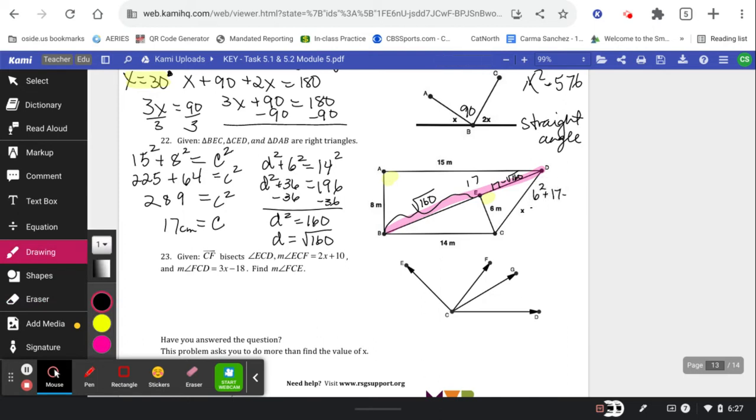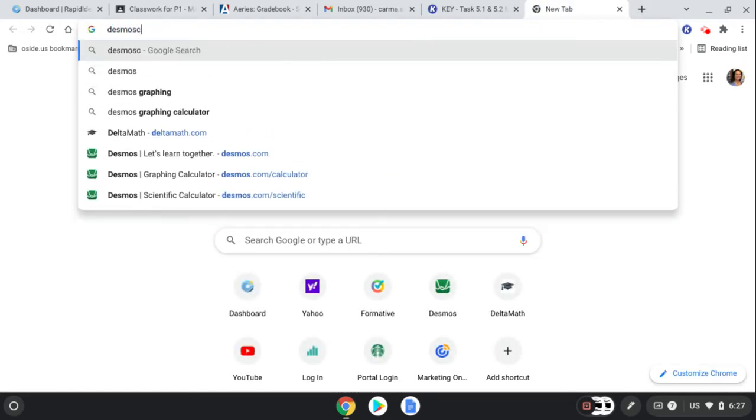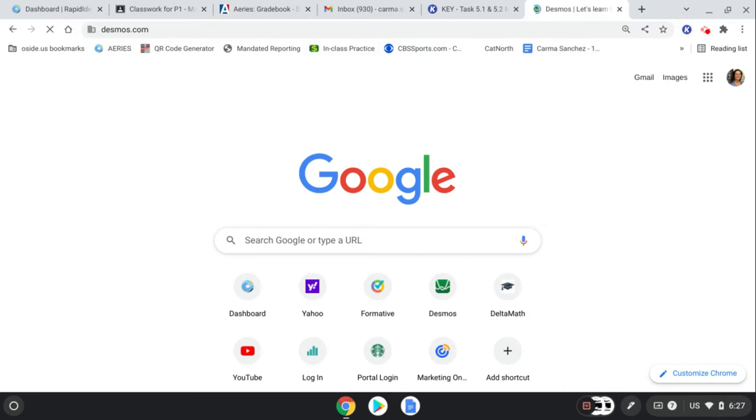Plus 17 minus root 160 is equal to x squared. So 36 plus... all right, so grabbing a Desmos on this one to help you out and not have to do too much simplifying on that.